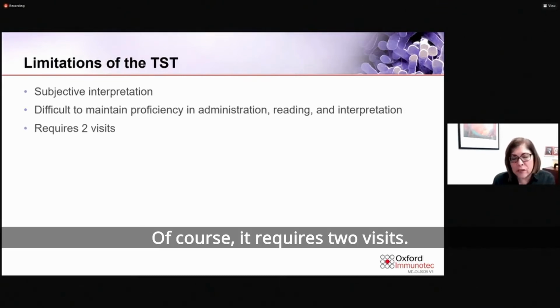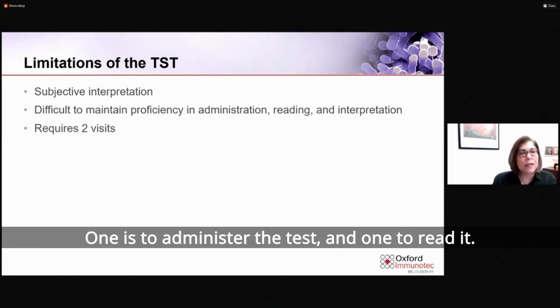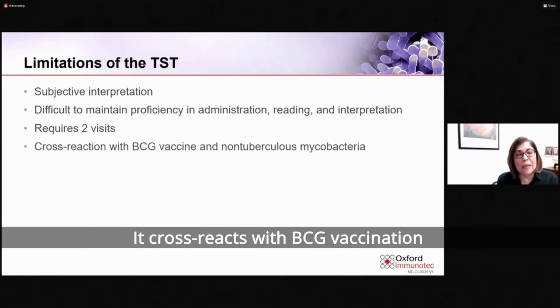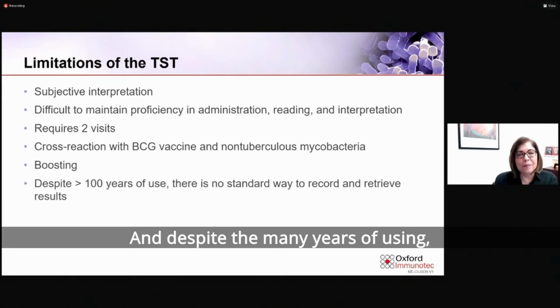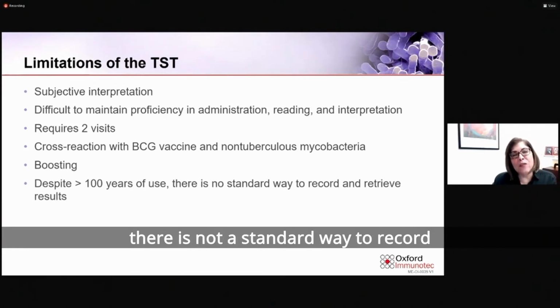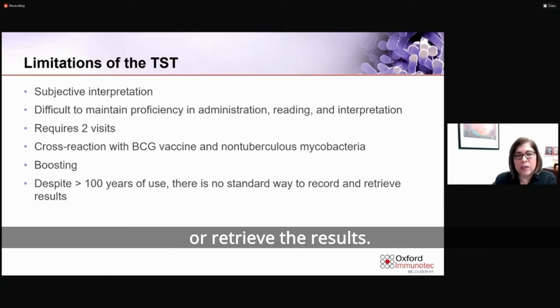Of course, it requires 2 visits. One is to administer the test, one to read it. It cross-reacts with BCG vaccination and nontuberculous mycobacteria. There is a boosting phenomenon. And despite the many years of using it, there is not a standard way to record or retrieve the results.